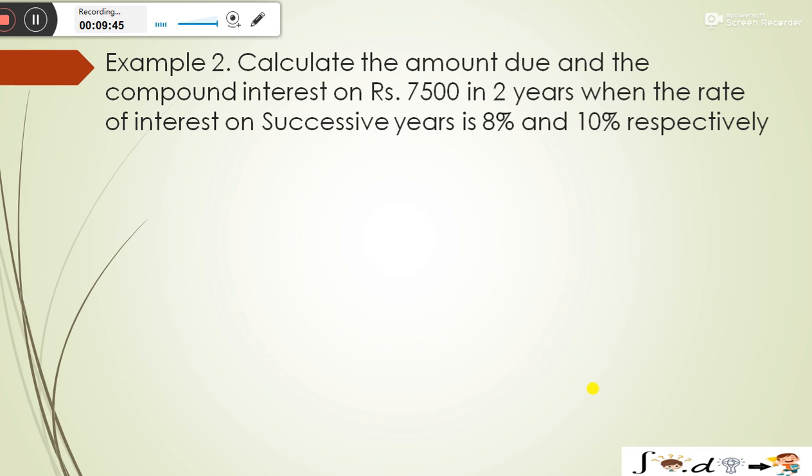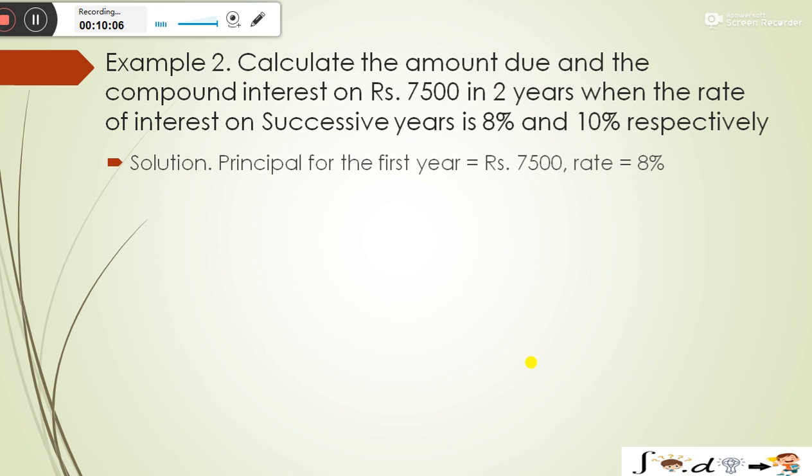Now you have to see the second example. Calculate the amount due and the compound interest on rupees 7,500 in 2 years when the rate of interest on successive years is 8% and 10%. यानी कि इसके अंदर हमारे पास जो रेट ऑफ इंटरेस्ट है वो 8% और 10% है सक्सेसिव ईयर में, यानी कि फर्स्ट ईयर के लिए 8%, सेकेंड के लिए 10%.